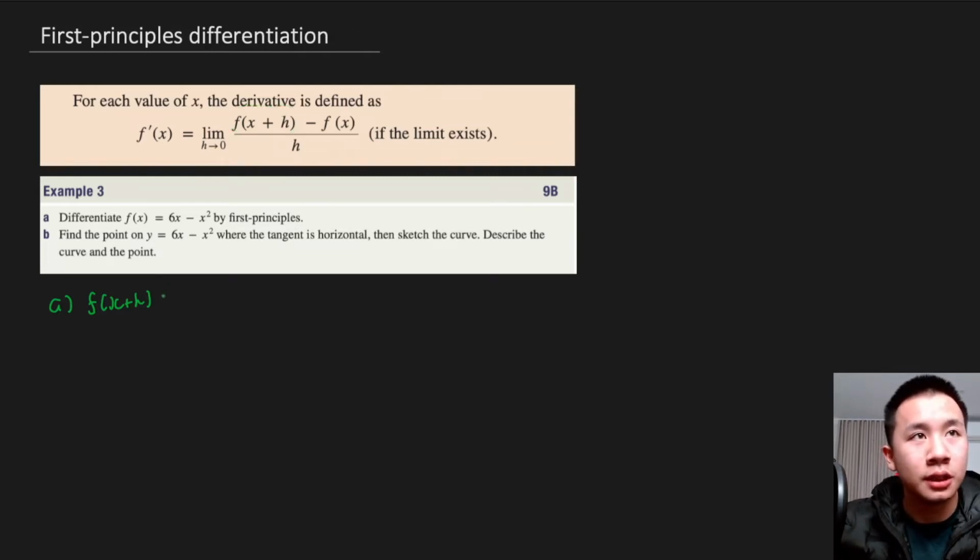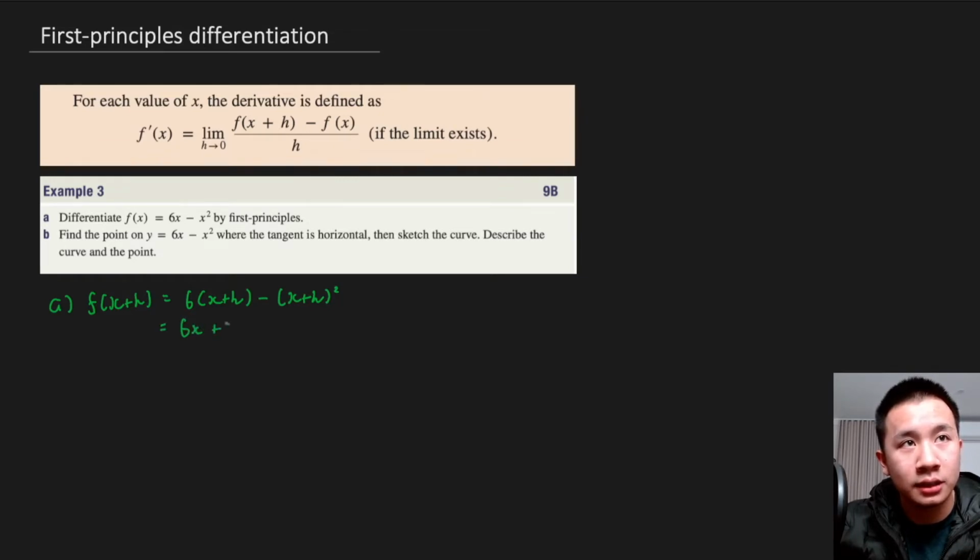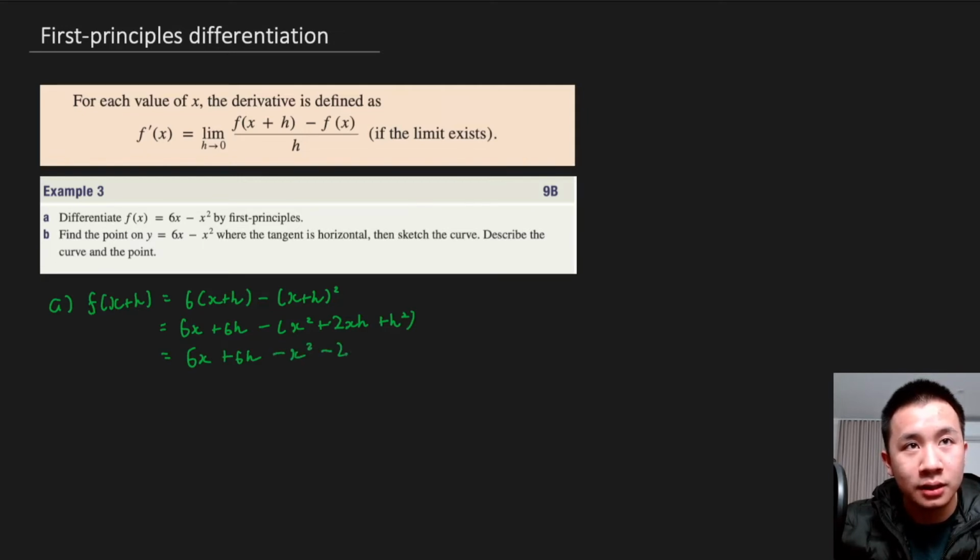And to do this, you just replace every x with x plus h. So we have 6 times x plus h here, minus x plus h squared here. And so what this will give me is 6x plus 6h minus x squared plus 2xh plus h squared. And this gives you 6x plus 6h minus x squared minus 2xh minus h squared.